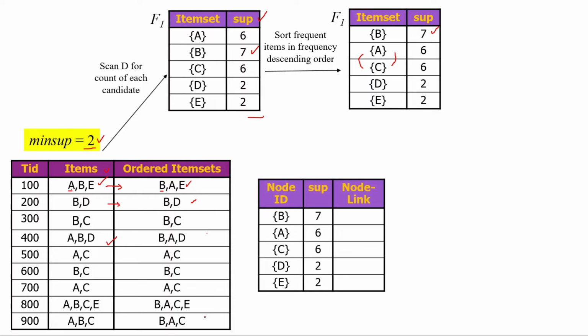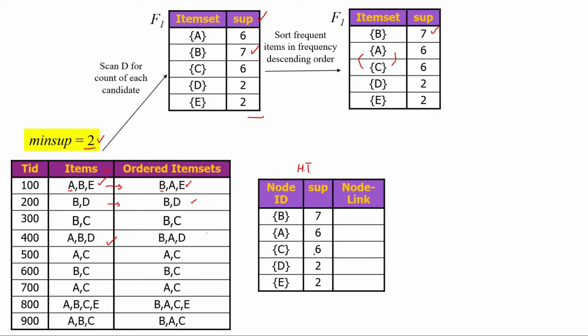Then from this, we have to generate the header table. If you recall our previous lecture, in the first iteration we scanned the database and generated frequent one item sets, and from these frequent one item sets we sorted the frequent items into the descending order of their support count, and then we have to generate the header table. So we have generated the header table.